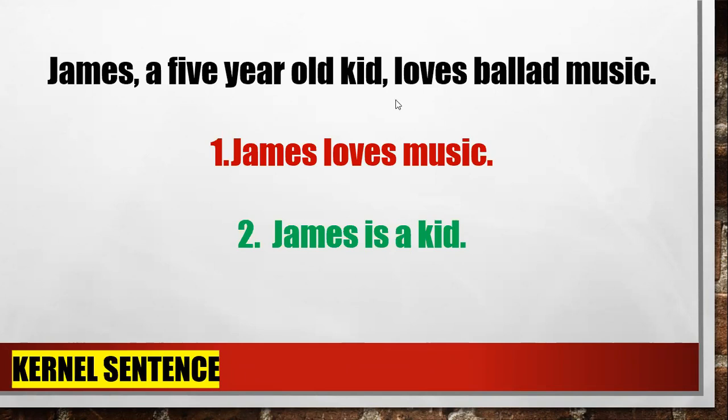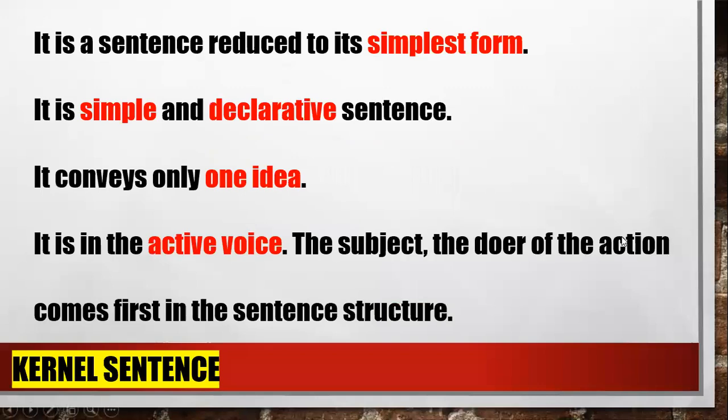1 and 2. Notice the basic structure in order to make sentences is called a kernel sentence. This is the basic structure to make sentences, all right? It is the simplest form of a sentence. So let's see the other one again. It is a simple declarative sentence, not interrogative, not imperative, not a question. It's just a declarative sentence. That's why here says James loves music. James is a kid or a boy, a child. And notice the third point, it conveys only one idea. It carries just one idea.